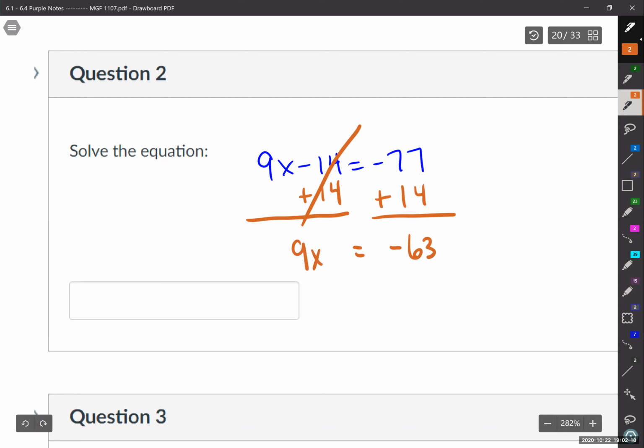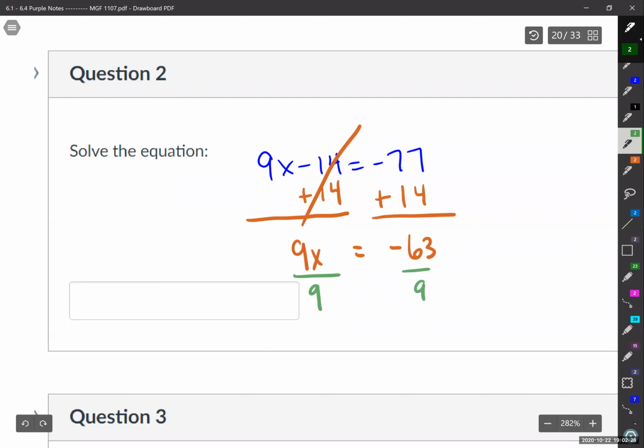And we have our 9x. At this point, x is almost by itself. We just have to undo this multiplication by 9. Opposite of multiplication is division. So we'll divide both sides by 9. Check that in your calculator, and you would get -7. So we just type in -7. And the good news is you can check your work by plugging in -7 before and verifying you get the right equation.